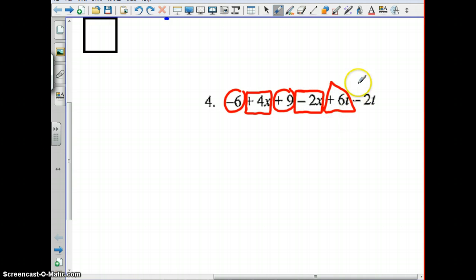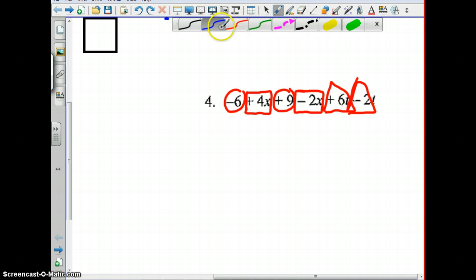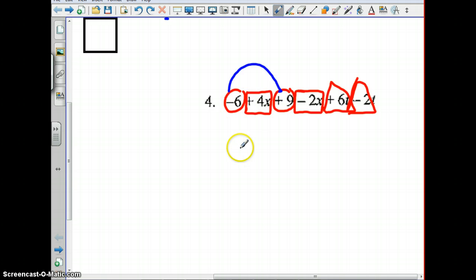Are there any other t terms? Negative 2t. So I can put together our two constants. What's negative 6 plus 9? 3. 3. And as we're doing these, if you're still wanting to check your integer stuff with the calculator, feel free to check these with the calculator as you're doing them if you're doing them on your own for now. Negative 6 plus 9 is 3, so we're done with those.